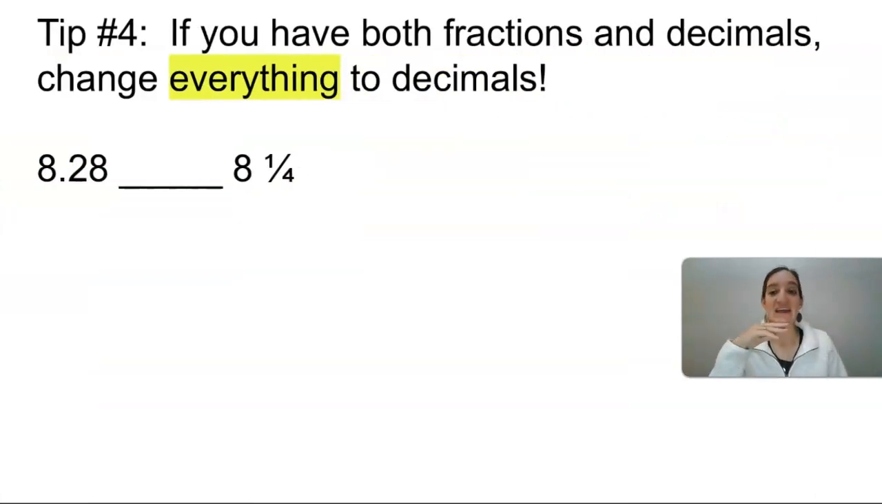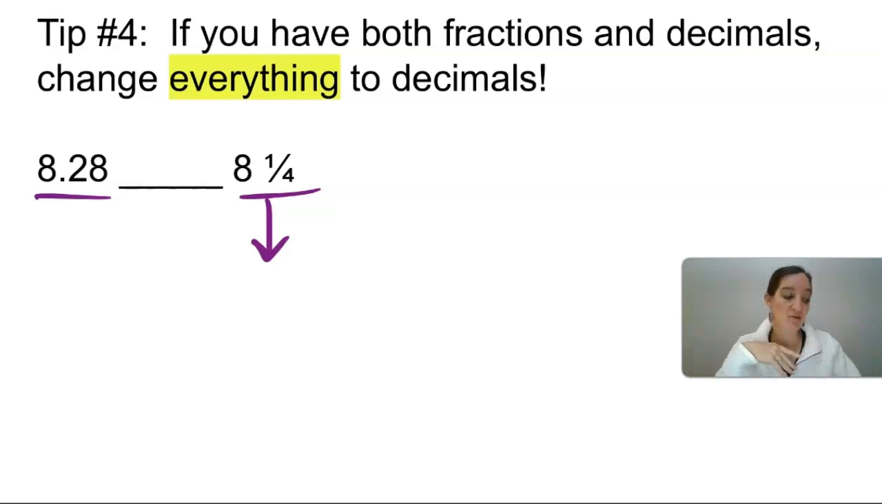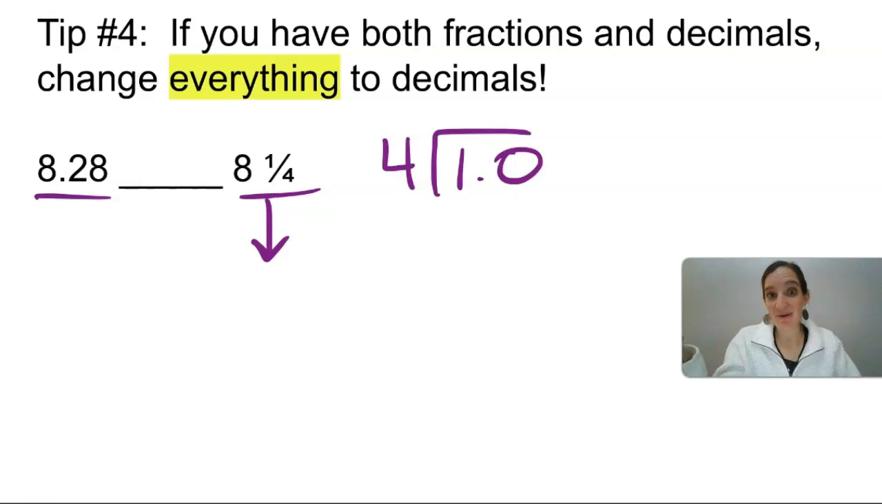My final tip is if you have both fractions and decimals, just change it all to decimals, and then you can line those up. So with this example right here, we have one fraction, one decimal, and one fraction. We're going to change this to a decimal so then we can line it up. Now, you could fraction hating troll that, right? Or you could already have it memorized.